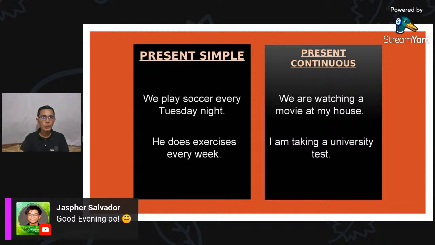Next, so let's go to the example sentences for the present continuous.